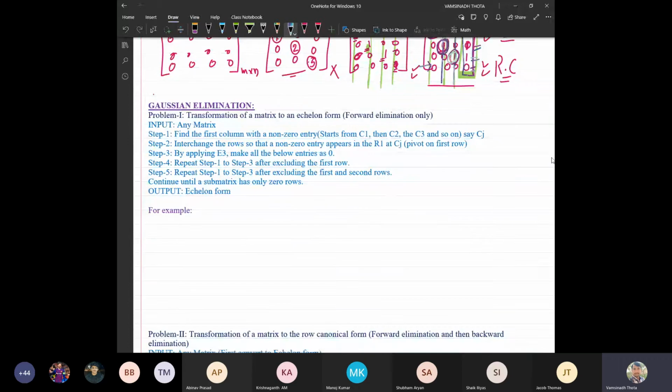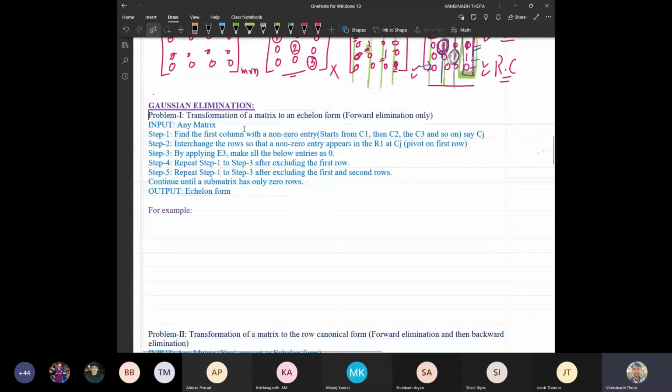Now the question comes: how are we going to transform a given matrix to an echelon form or to a row canonical form? Let me call it problem one. The problem one is the transformation of a matrix to an echelon form. This is called forward elimination only. There is only forward elimination. You will understand why we are calling it forward elimination.